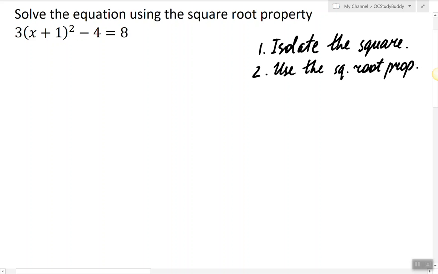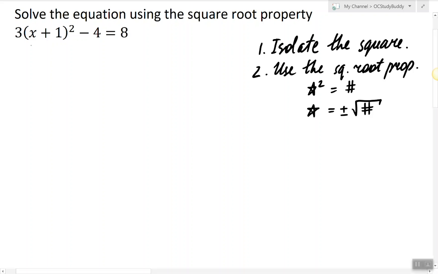And let me remind you what the square root property is. The square root property says if you have something squared equals a positive number, then what was squared is either plus or minus the square root of that non-negative number. And let's see how this property can be used when solving a quadratic equation.